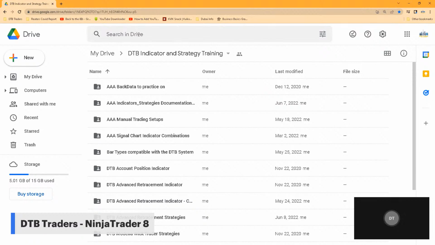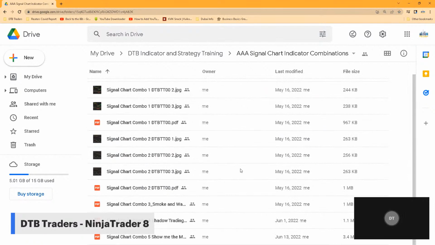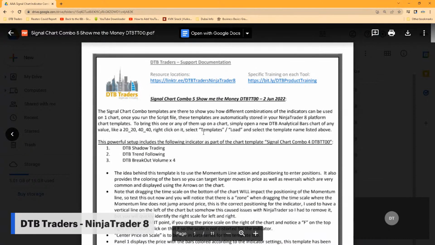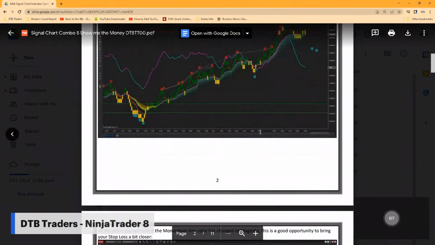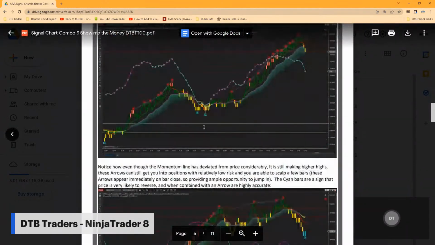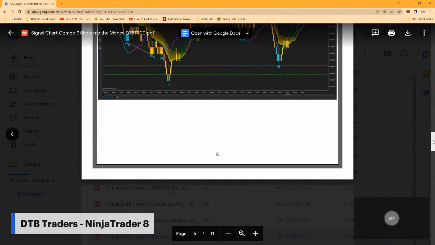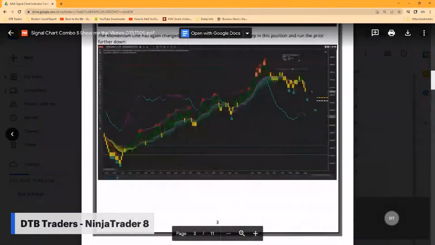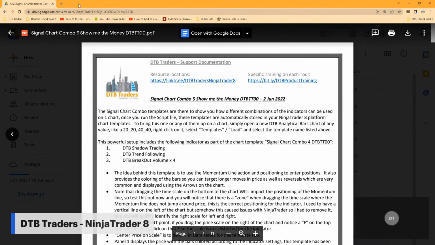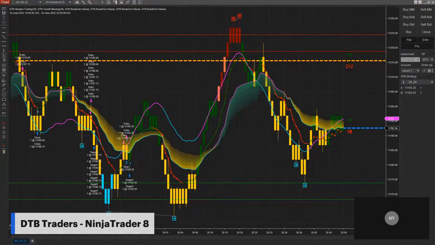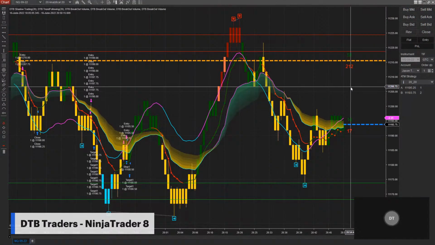You're going to find the link to this in the indicator settings. You go to signal chart combinations, and then signal chart combo 5. This document explains what the chart looks like, what we're looking at, and all the settings of the indicators. It's a very good thing to read through. It'll help you understand how that actually works. Okay, so this is the chart.